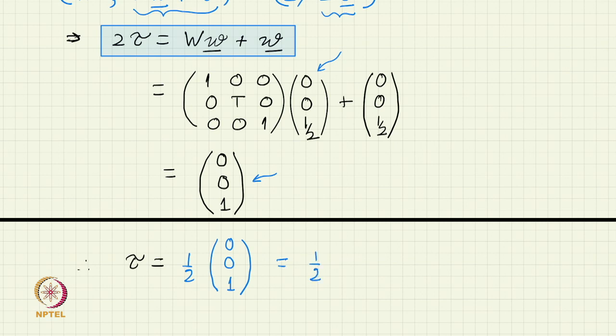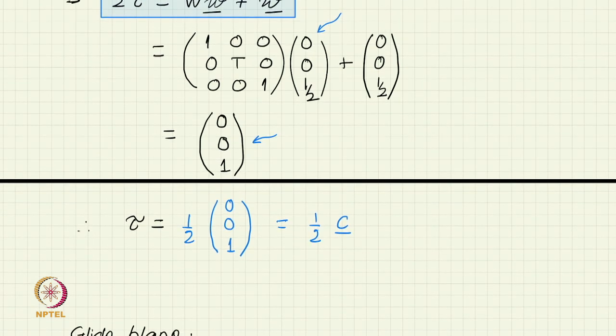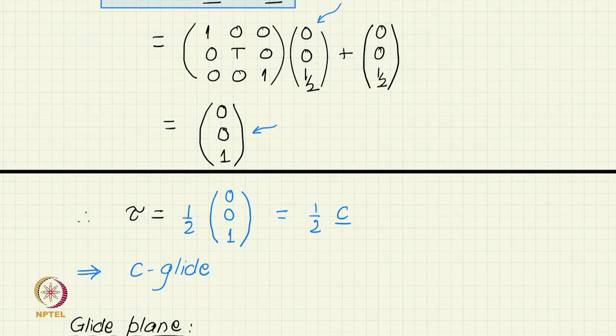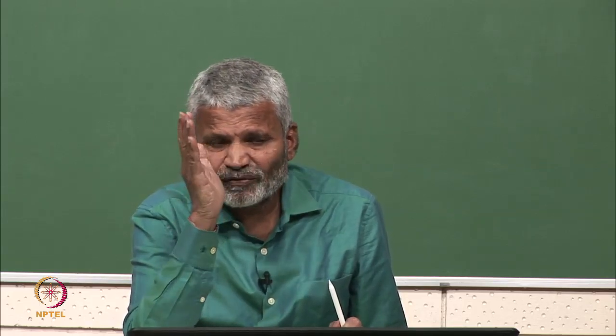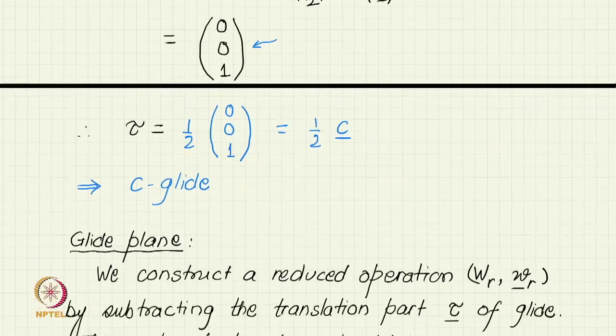0 0 1 is nothing but a c vector, so it is half of c. So, you can see that this is a c glide, a glide operation in which the translation is half of the c repeat distance, and it is called the c glide. Now, if the c glide is only giving you the direction and the magnitude of the translation vector, it has still not fixed the plane. So, we have to find the glide plane.